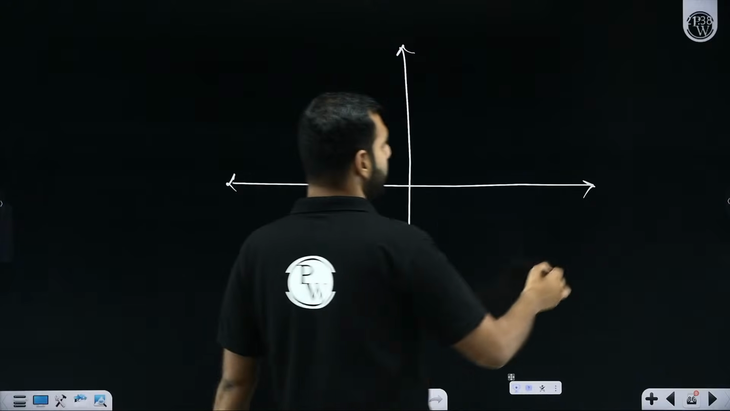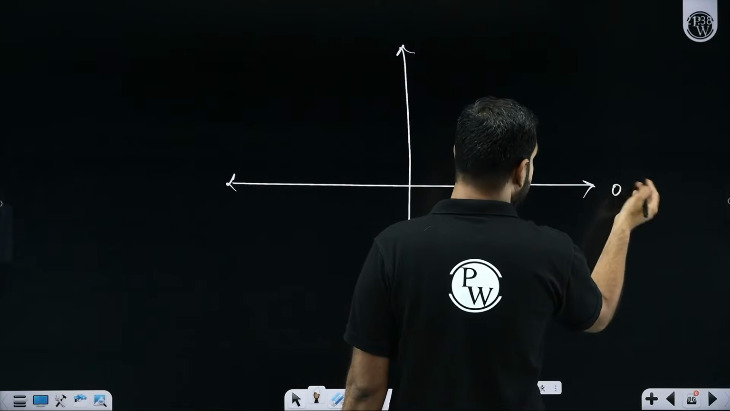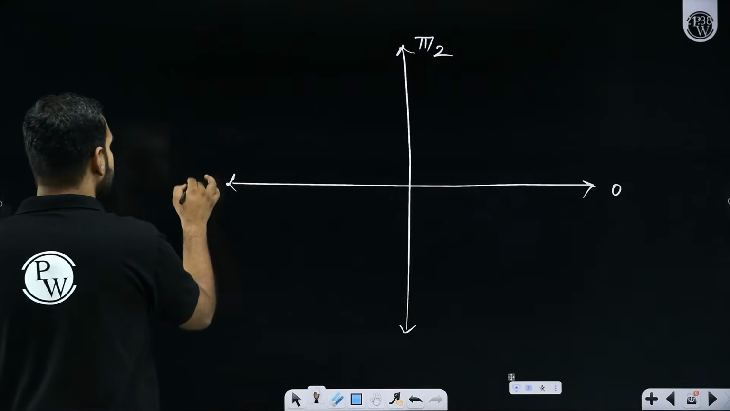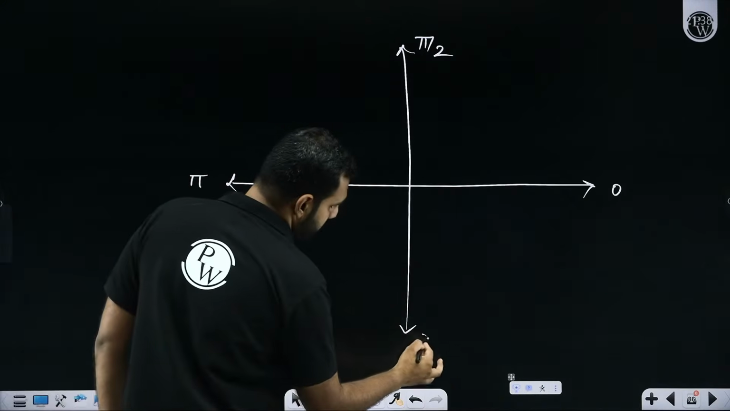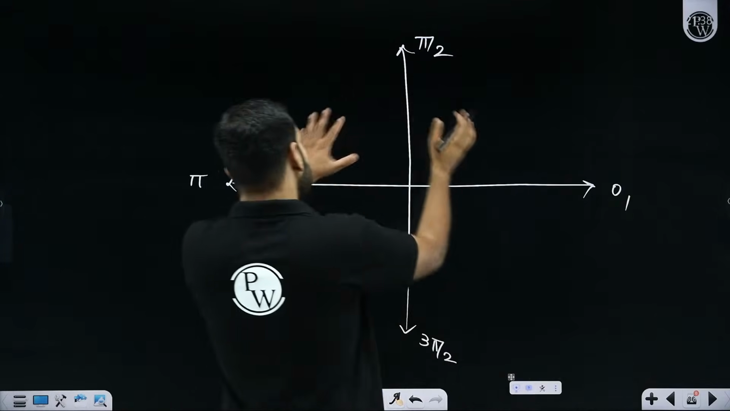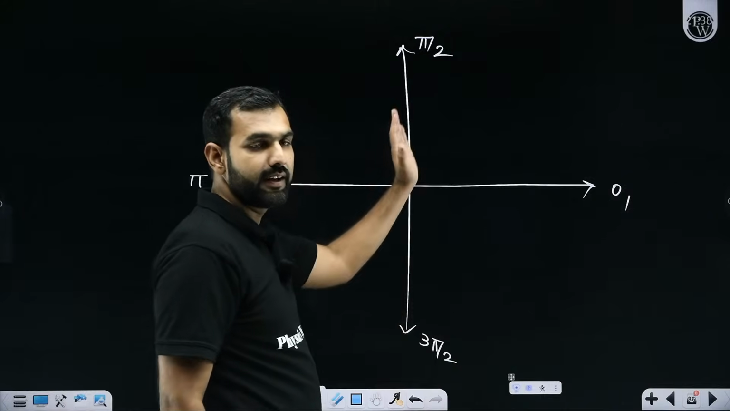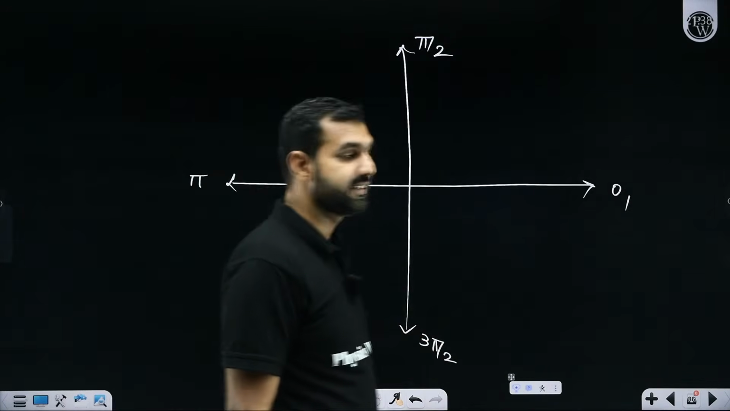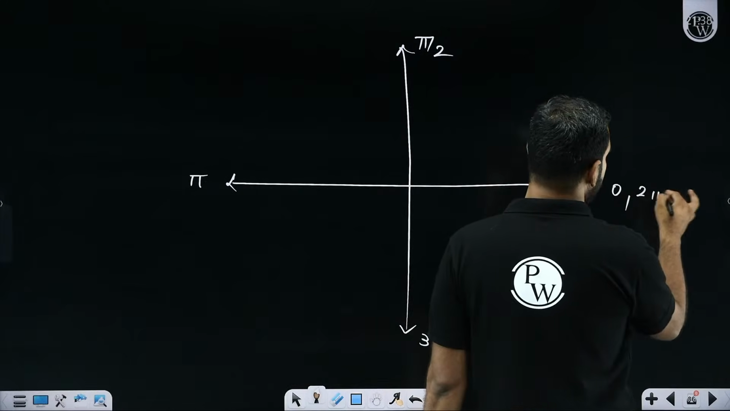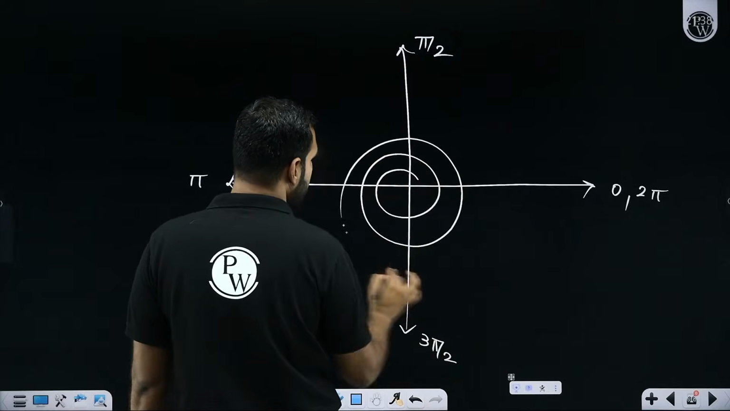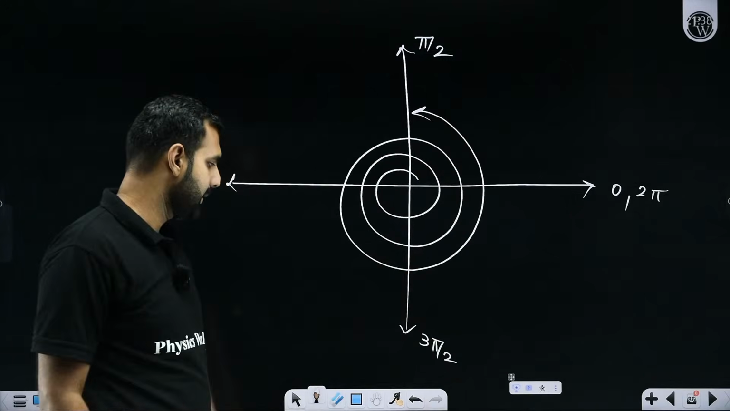Angles, I hope you understand. If I begin with this, this is your 0 degree or 0 radian. This is 90 degree or pi by 2. This is 180 degree or pi. This is 270 degree or 3 pi by 2. If I'm rotating it anti-clockwise, so 90 degree, 90 degree, 90 degree, 90 degree is getting added. So 270 plus 90 is 360 degree, which is written as 2 pi. Again, if I keep adding pi by 2 like this, it will keep rotating in anti-clockwise direction like this.